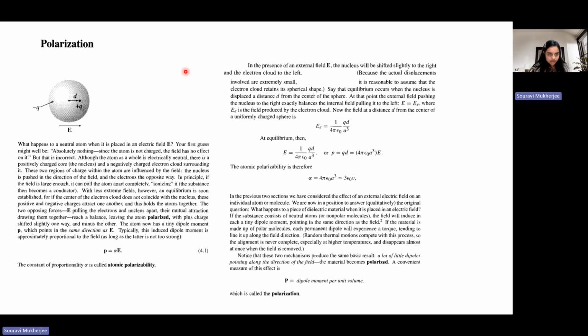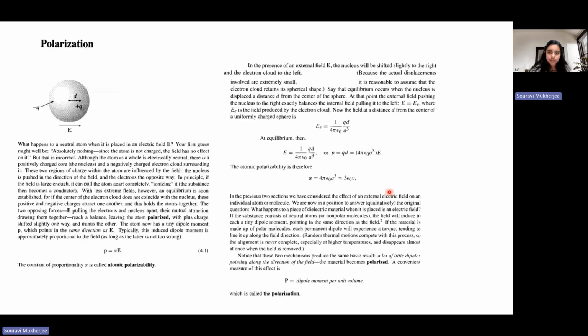There can be many dipoles. If you have some dielectric region, there will be many atoms, they will all get polarized, and that would result in a net polarization per unit volume, which is termed as P. In the linear limit, this P will be proportional to the electric field that is present.